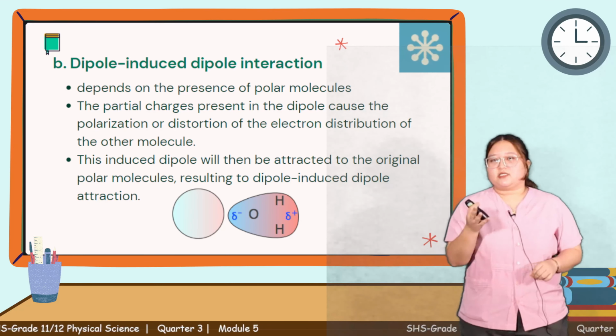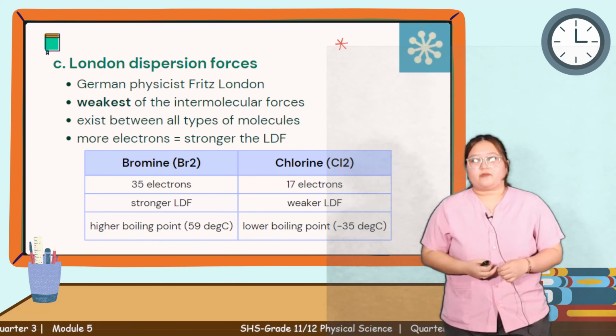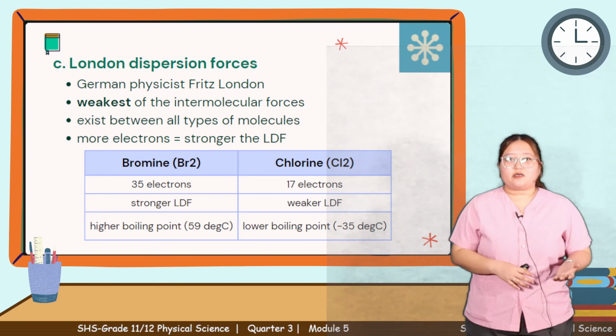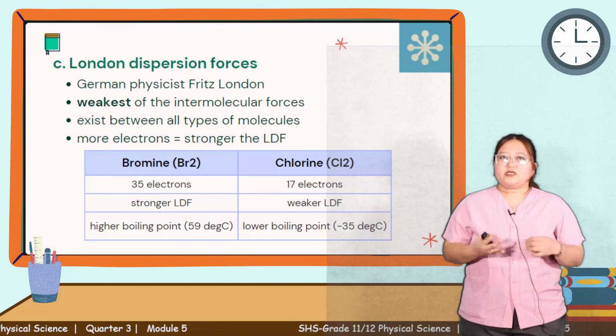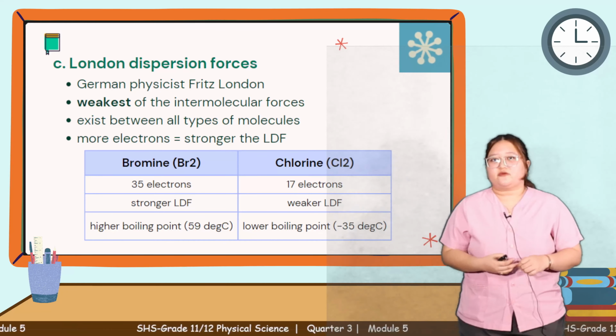Okay, next we have the third one under the van der Waals forces. We have London dispersion forces. These forces are named after the German physicist Fritz London. Now this is the weakest of the intermolecular forces. Given the fact that it is the weakest, it exists in all types of molecules, whether it's ionic, covalent, polar, or non-polar. So the more electrons a molecule has, the stronger the London dispersion forces are.